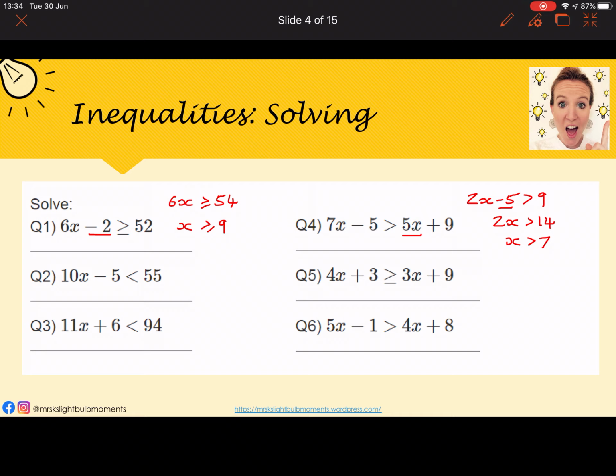Okay, and let's have some answers. x is less than 6 for question 2. x is less than 8 for question 3. Question 5, we got x was greater than or equal to 6. And question 6, x is greater than 9. Okay, I hope you got all your inequalities facing the right way, and remember the equal signs if they were there as well.